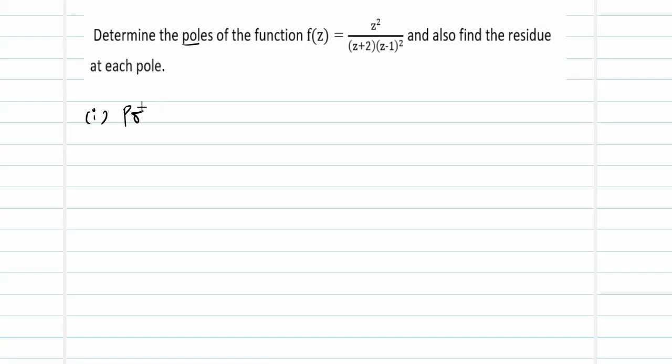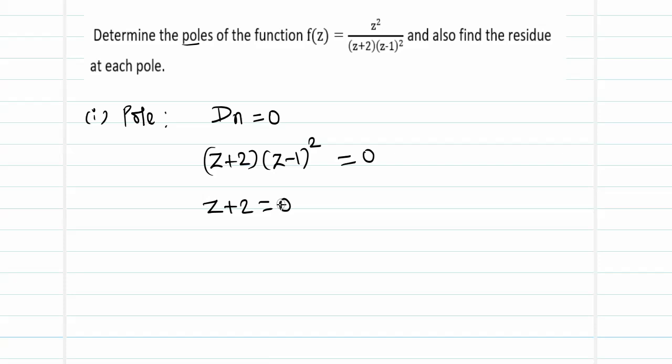How to get the pole of any given function? This is got by equating your denominator to 0. What is my denominator over here? z plus 2 into z minus 1 the whole square. When I equate this to 0, what happens? I will have z plus 2 equal to 0, and z minus 1 the whole square equal to 0.